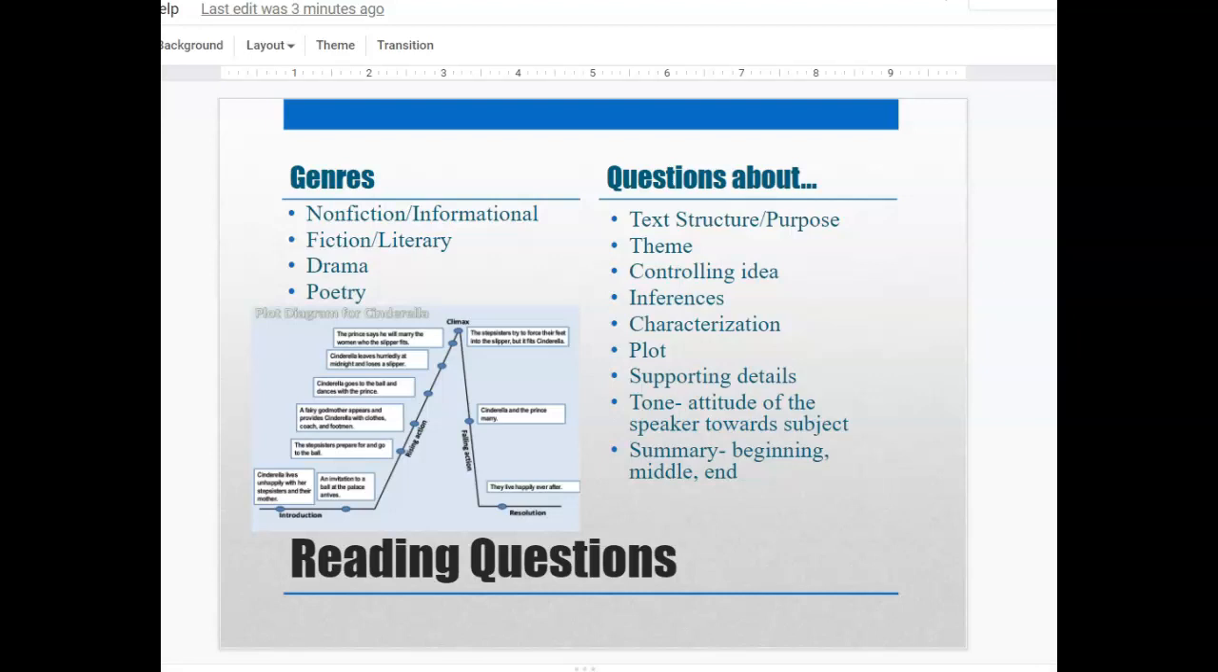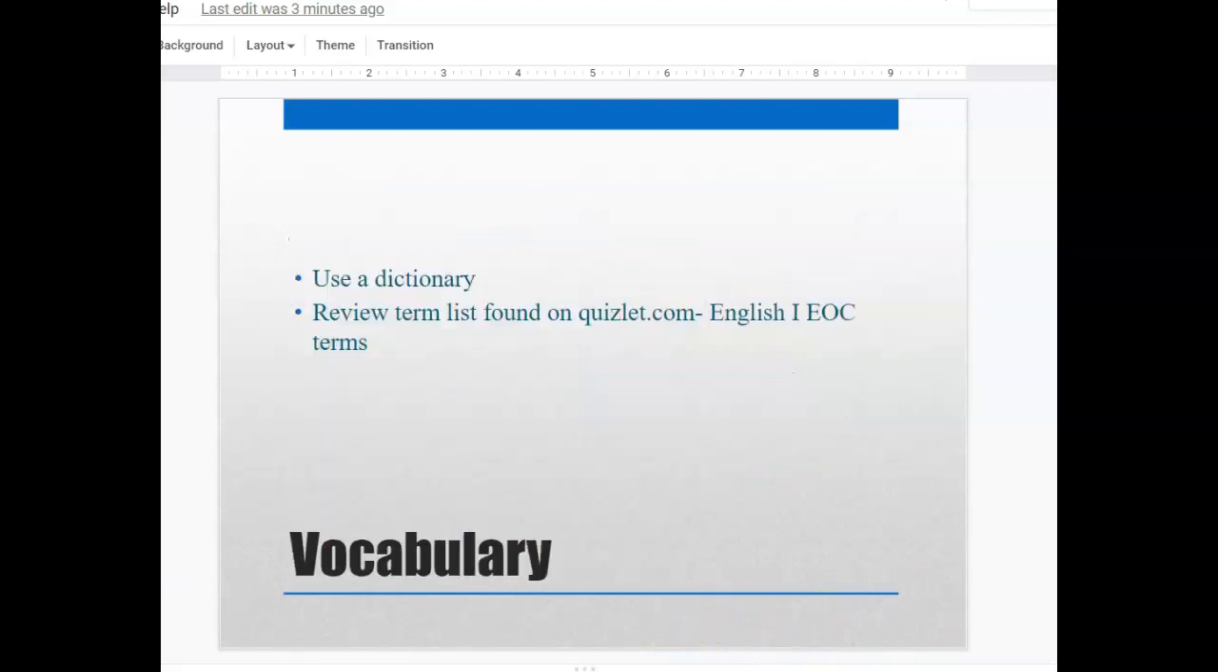Why did they use a certain piece of figurative language? And remember, you can look up all those terms in the dictionary as well. So there'll be about 34 multiple choice questions for the reading. And then don't forget they're going to have vocabulary types of questions, so definitely you can use a dictionary.